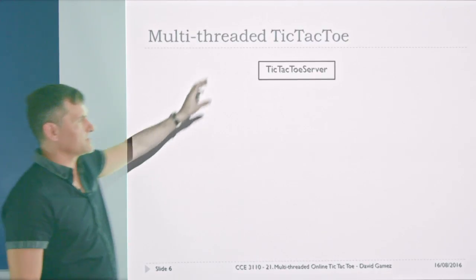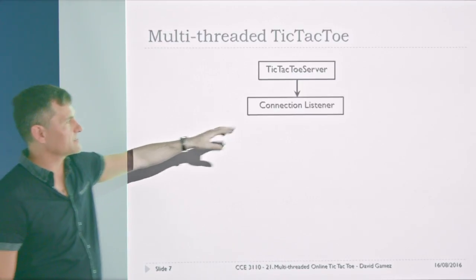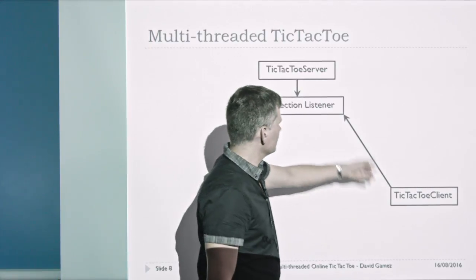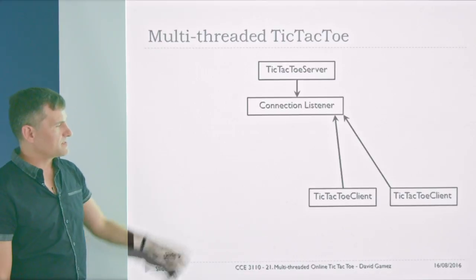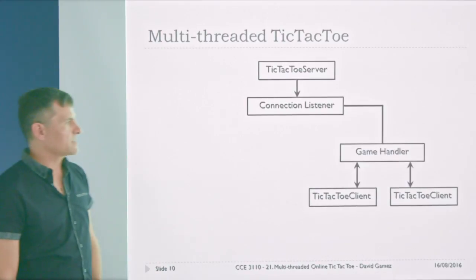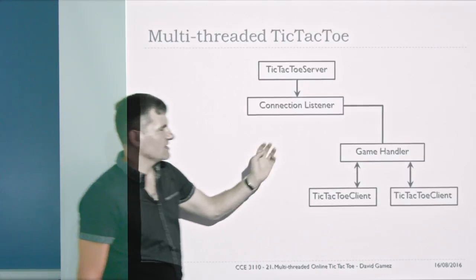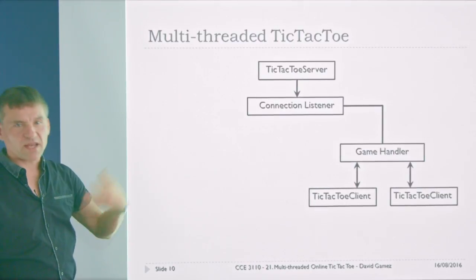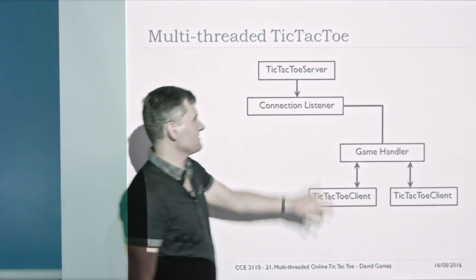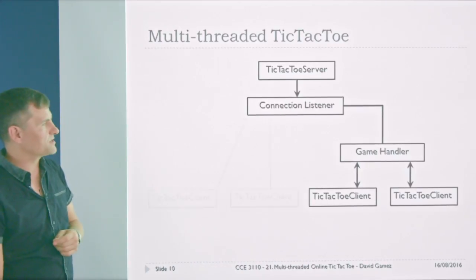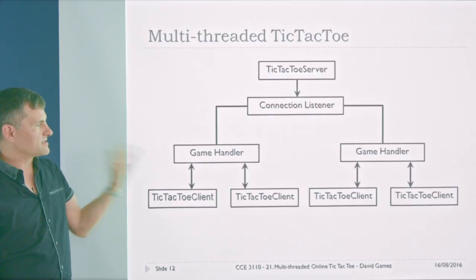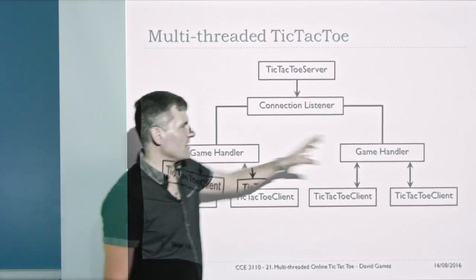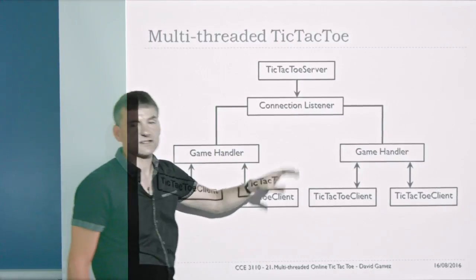In this case, we have our server class or main class, and that's launching a connection listener. And then we have our clients, tic-tac-toe clients. The first client connects to the connection listener, and then it waits for a second connection from a second client, and then passes them off. Once it's got 2 clients, it passes them off to a game handler, and the game handler runs as a separate thread and manages the game between the 2 clients. While this game is going on, the connection listener is still sitting there waiting for connections, and when another 2 clients connect, it passes them off to another game handler. So the connection listener is always there, always waiting for new clients to connect, and each game is handled by a specific class that runs as a separate thread.